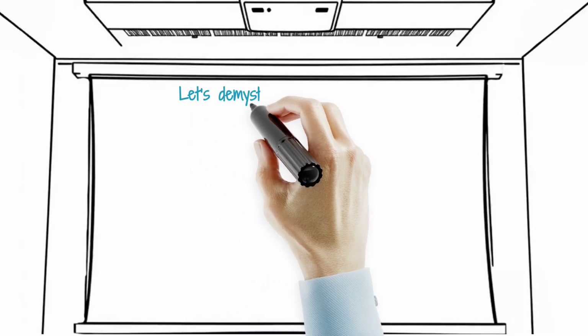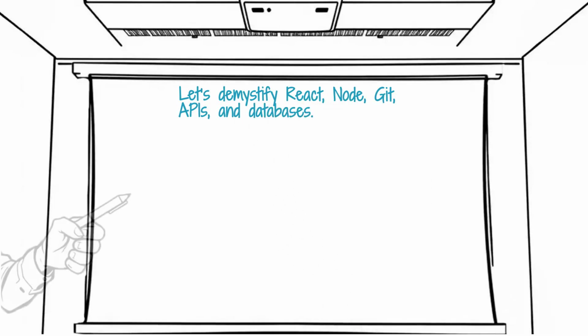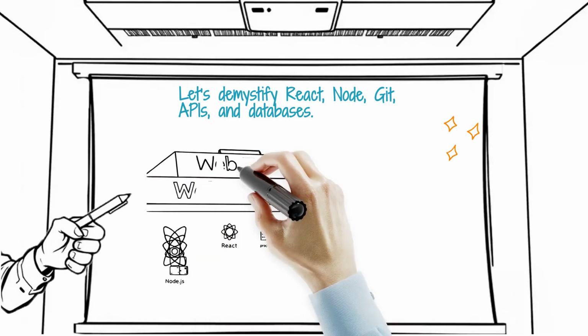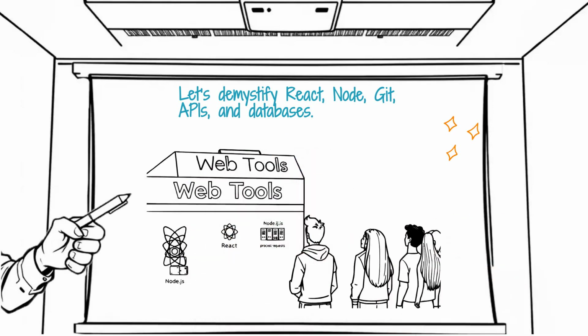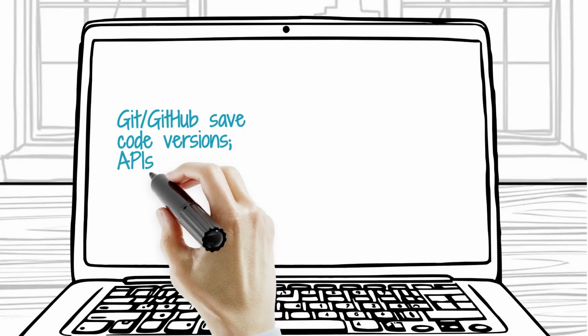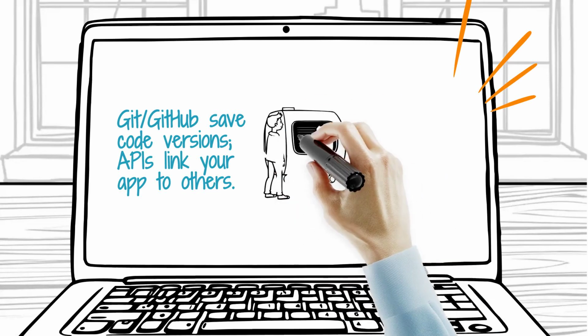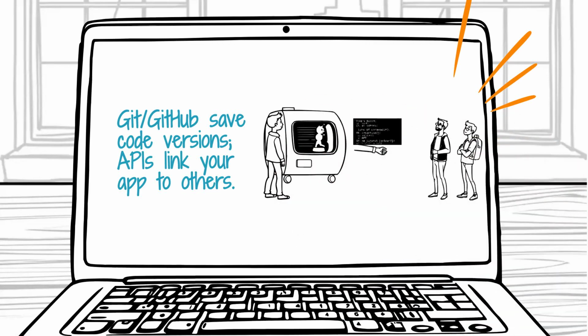Now the tools beginners hear and panic about. Here's the simple translation. React: a tool to build the front end faster when the UI gets complex, like using building blocks instead of placing bricks one by one. Node.js lets JavaScript run on the server, the back office that handles requests. Git/GitHub: a time machine for your code. Save versions, undo mistakes, collaborate. APIs: how apps talk to other services, like your app talking to payments, maps, or login systems.